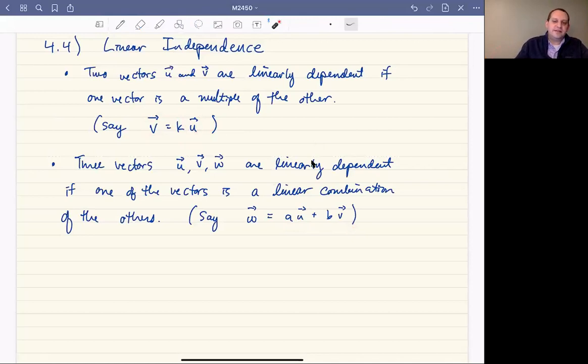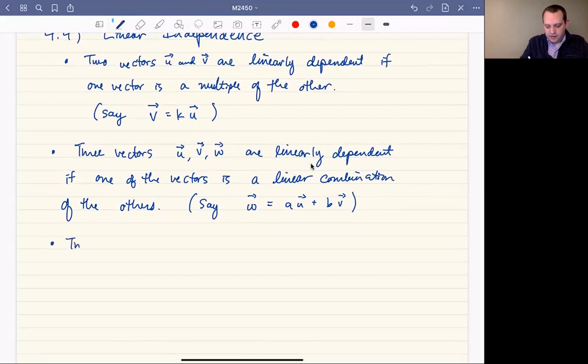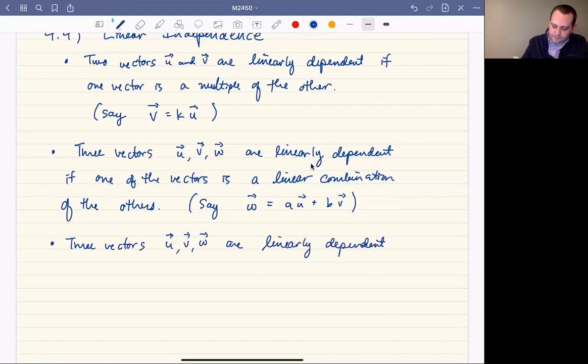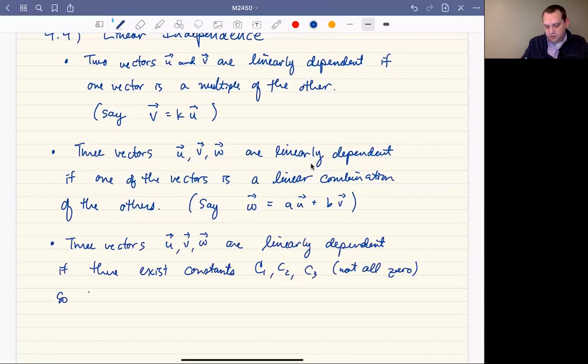So this is linear dependence. To say it another way, I'm going to say this one more way. Three vectors, U, V, and W, are linearly dependent if there exist constants, I'm going to call them C1, C2, and C3, that are not all 0, so that C1 times U plus C2 times V plus C3 times W is equal to the 0 vector.